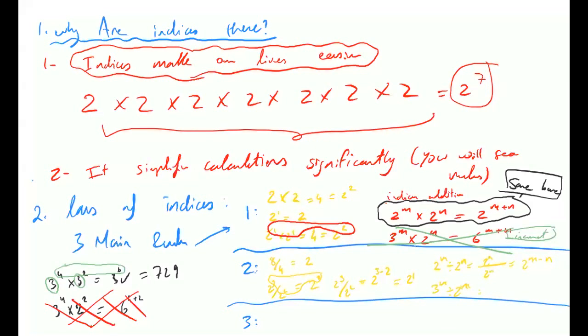But 3 power m divided by 2 power n, or even m also, will be 3 power m over 2 power m, not equal to 3 over 2 power m minus n. This is correct. This is wrong. They must have the same base, guys. Okay, they must have the same base.